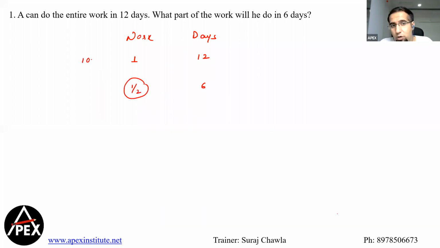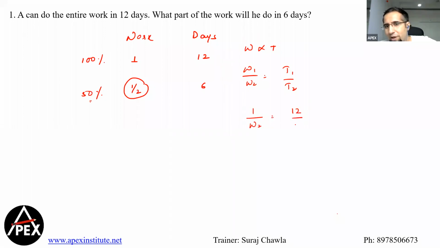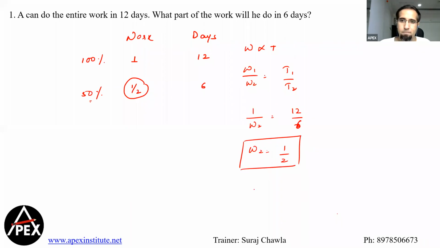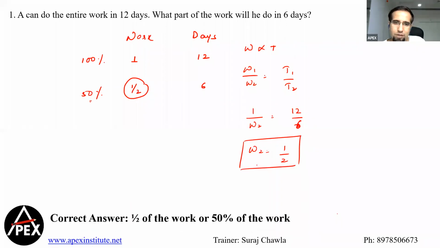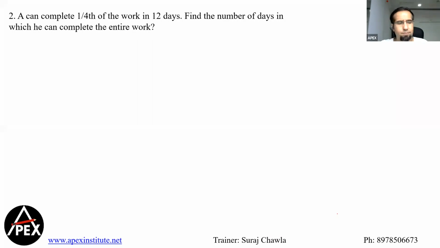Or if I assume my total work is 100% of the work, I would do 50% of the work in 6 days. Why? Because again, the work and time are directly proportional. I would go ahead with W1 by W2 is equal to T1 by T2. So 1 by W2 is equal to 12 by 6. Or when you cross multiply, the amount of work done will be equal to half. Clear, guys? Can we answer this question in 30 seconds?